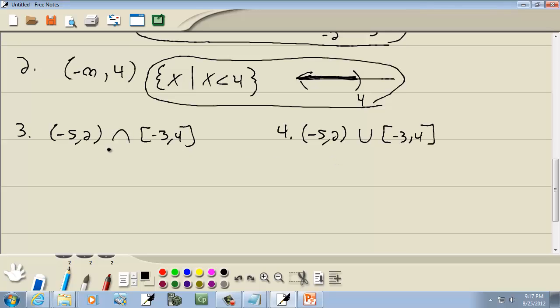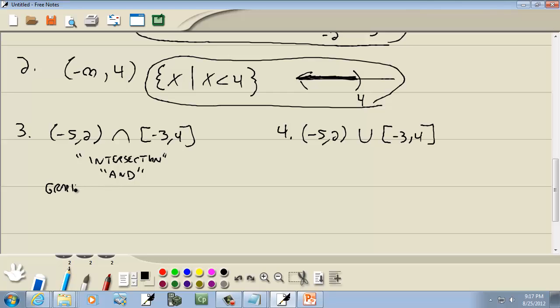Now this symbol right here is intersection. Not that I can spell. Well, that's bad. Let's try it again. Intersection. Now, graph-wise, intersection is the AND statement. Or math-wise, it's the AND.